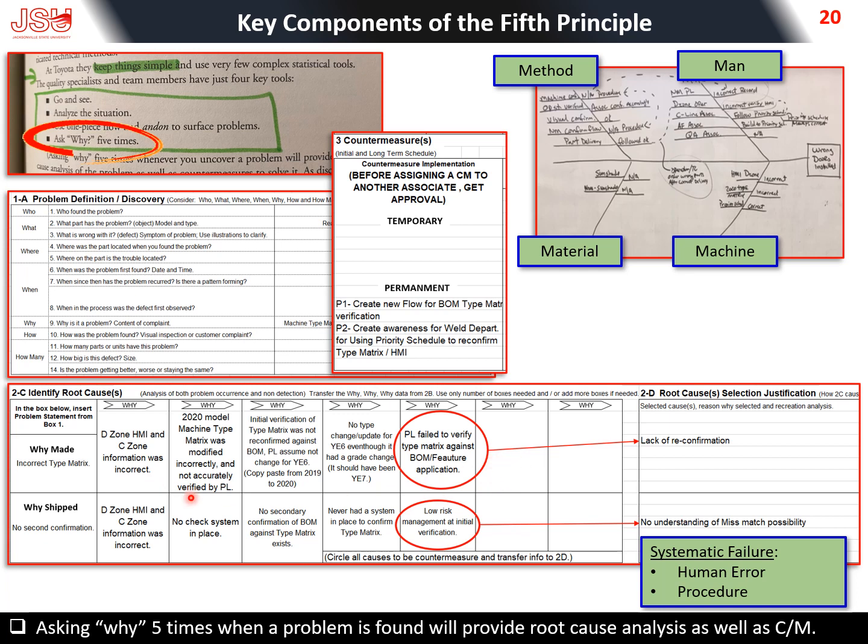Identify the true root cause of the issue, which usually leads to what we call the systematic failure, which is either human error or a procedure that is not in place. Some of the tools utilized for 5 Whys are the fishbone, which helps us to narrow down if the root cause of the issue is under method, man, machine, or material. This same concept is applied by the TPS. So asking why five times when a problem is found will provide a root cause analysis as well as a countermeasure.